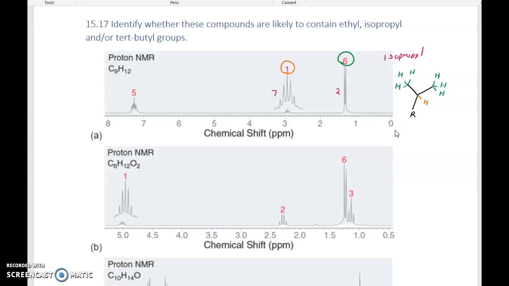Here we've got 7 peaks, 4 peaks, a doublet, and a triplet, 3 peaks. So we already know that when we have 7 peaks and 2 peaks, that indicates an isopropyl. The 4 peaks and 3 peaks indicates an ethyl.